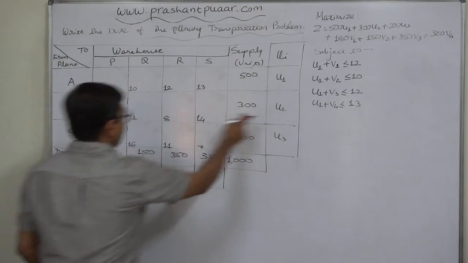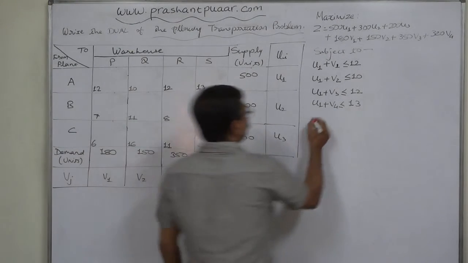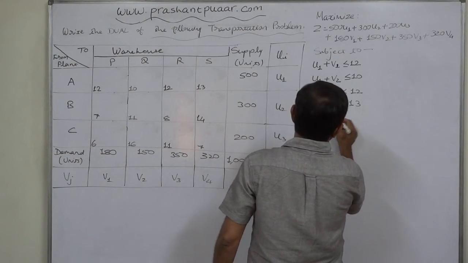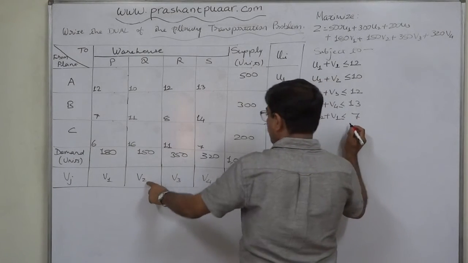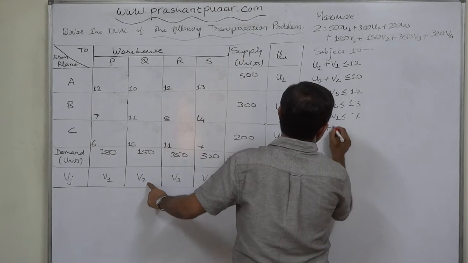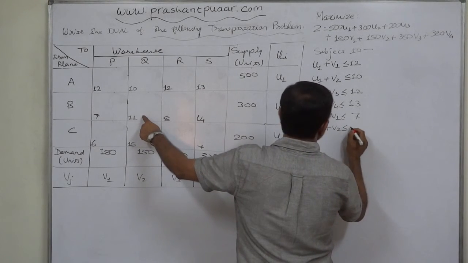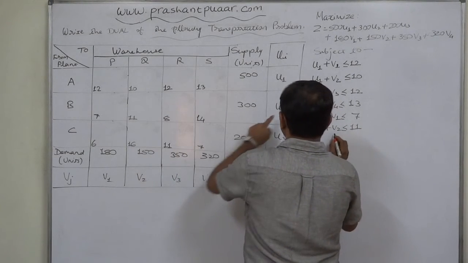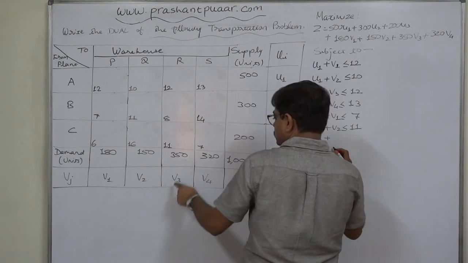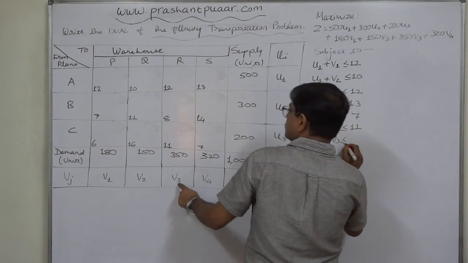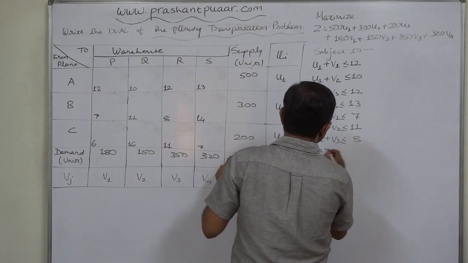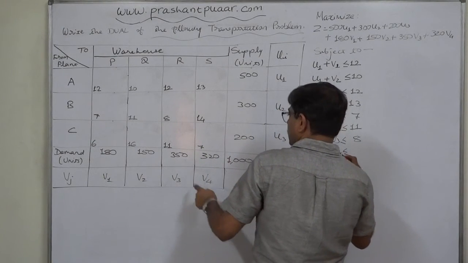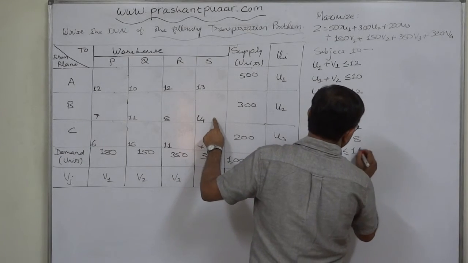Similarly, now 4 will be for U2. U2 plus V1 less than or equal to 7. U2 plus V2 less than or equal to 11. U2 plus V3 less than or equal to 8. U2 plus V4 less than or equal to 14.